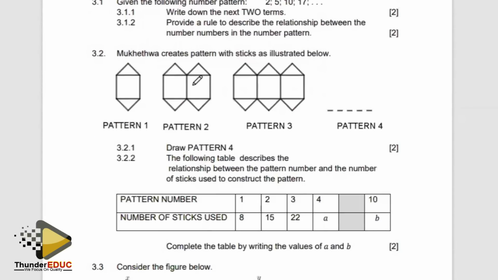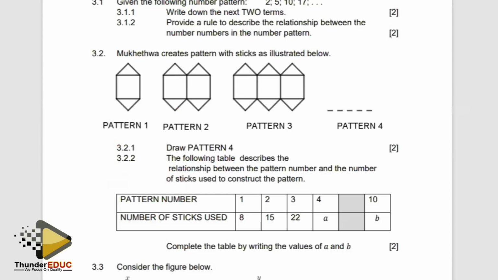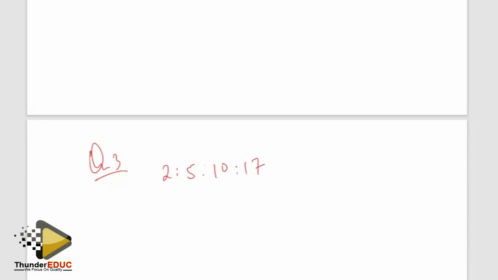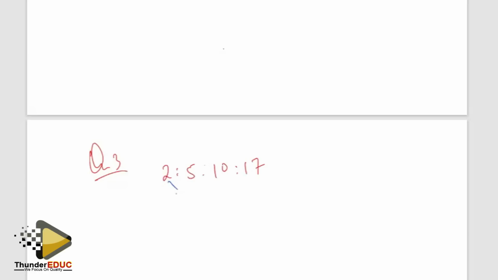Okay, question number 3. We have number patterns. So given the following, we have 2, 5, 10, 17. Okay, let me jot it here. This is question 3. It's 2, 5, 10, 17. Write down the next 2 numbers. Then provide a rule to describe the relationship between the pattern. Okay. So what we can say is when you look at the first number, it's a 2. Then from a 2, we must add a 3 to give us that.